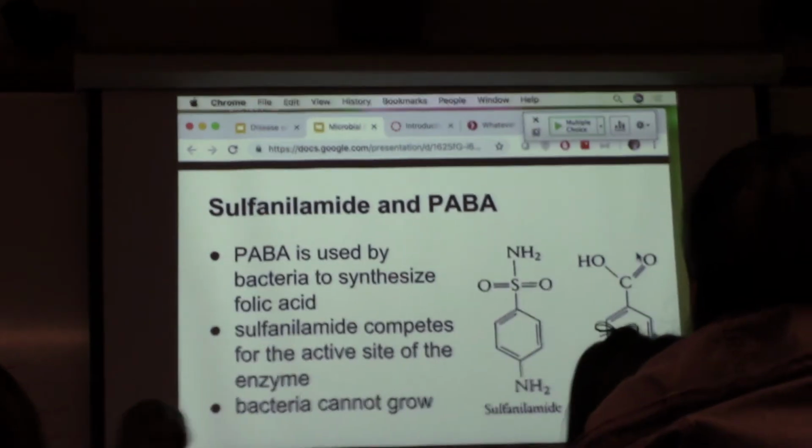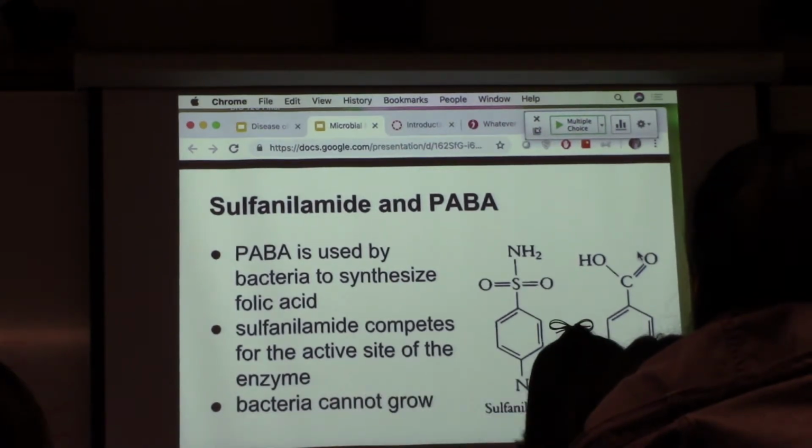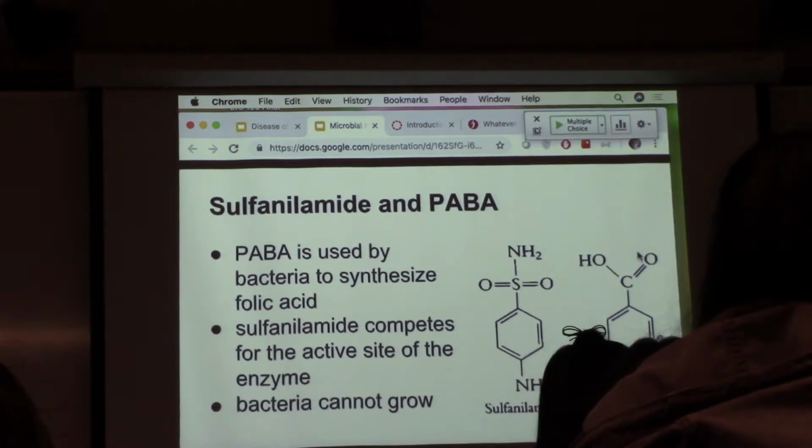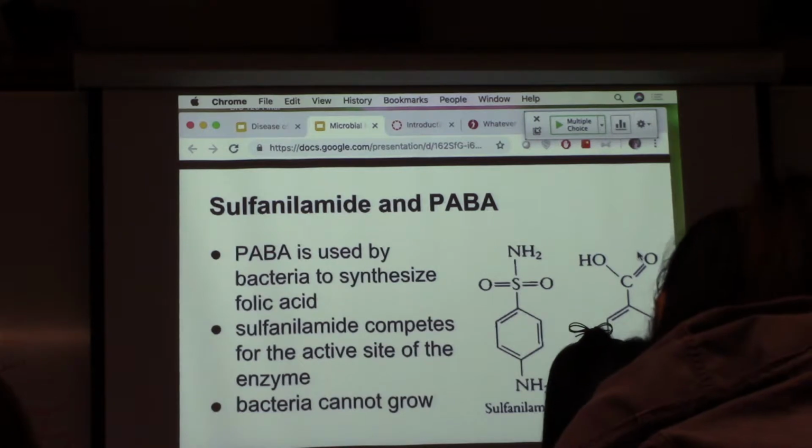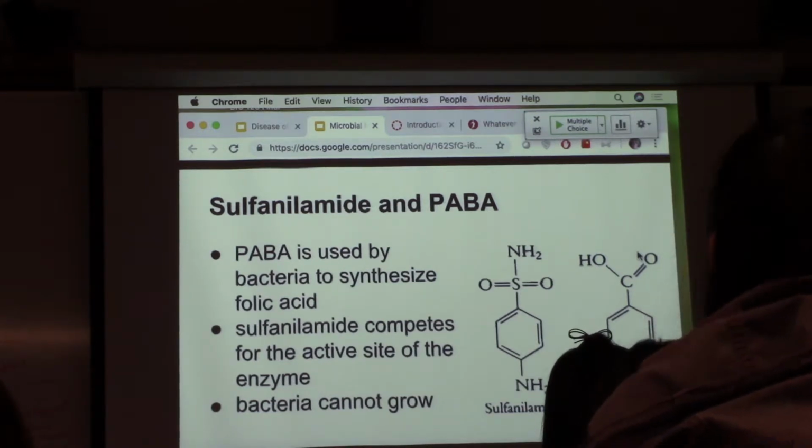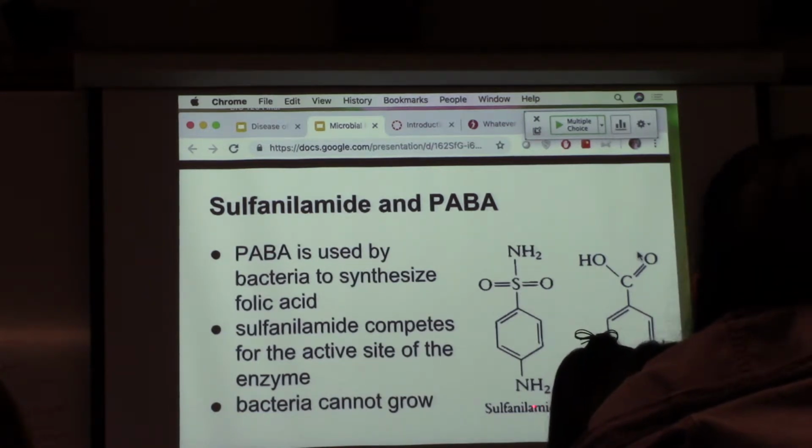And here's an example of an antibiotic that works by competitive inhibition. So you guys have heard of sulfa antibiotics? Real common one that people develop allergies to, but they're excellent for urinary tract infections in particular. So sulfanilamide looks a lot like a molecule called para-aminobenzoic acid. And para-aminobenzoic acid is something that bacteria need to synthesize folic acid.